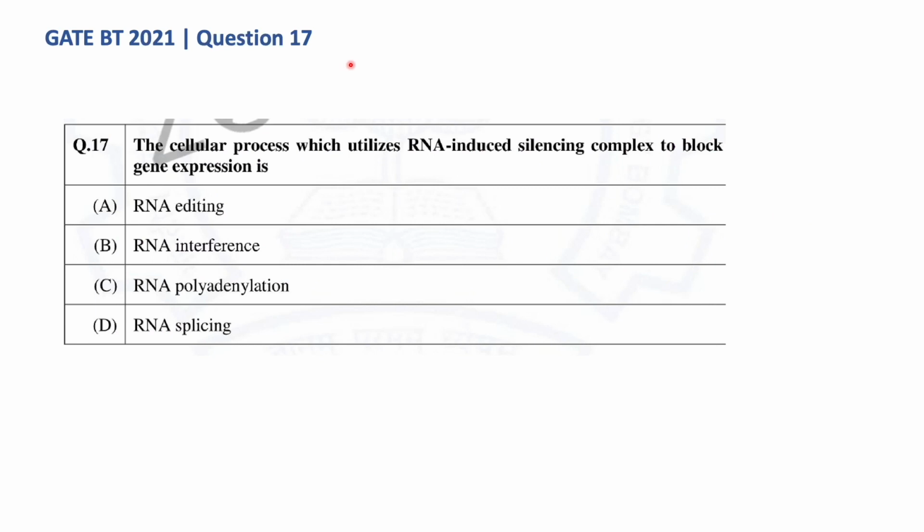Hello all. In this video, we'll look into GATE Biotechnology 2021 paper, question number 17. The question is, the cellular process which utilizes RNA-induced silencing complex to block gene expression is option A, RNA editing, option B, RNA interference, option C, RNA polyadenylation, and option D, RNA splicing.